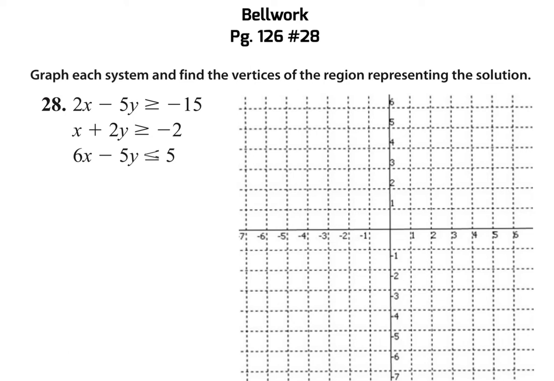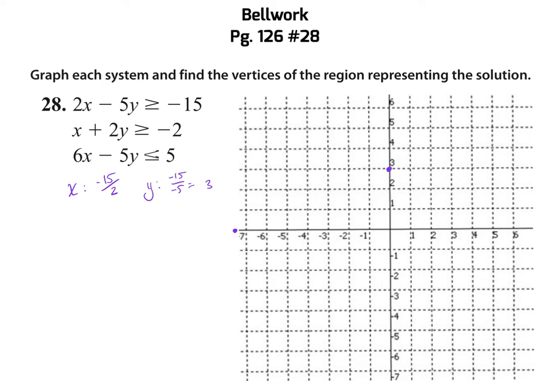If I were to graph this with intercepts, my y-intercept is clearly easier than my x-intercept. The x-intercept is going to be the negative 15 divided by the 2. So we're going to get negative 15 halves, or negative 7.5 on the x-axis. And so that's going to be down here somewhere. My y-intercept is going to be the negative 15 divided by the negative 5. So that's going to give me 3.